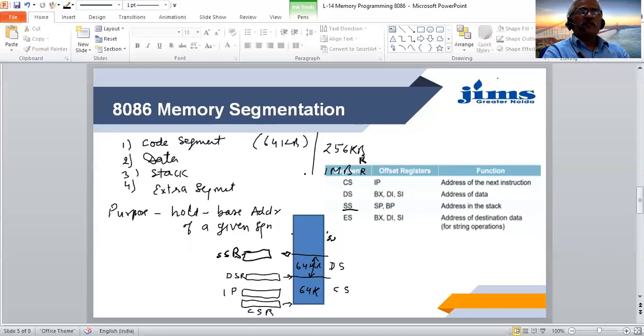Remember that there are 4 segments, but logically there can be more than 4 segments. Each segment can store at the most 64 kilobyte of memory. Within this 64 kilobyte the offset addresses are generated, but the starting address of each segment is stored into the respective segment registers: the code segment register, data segment register, stack segment register and the extra segment register.